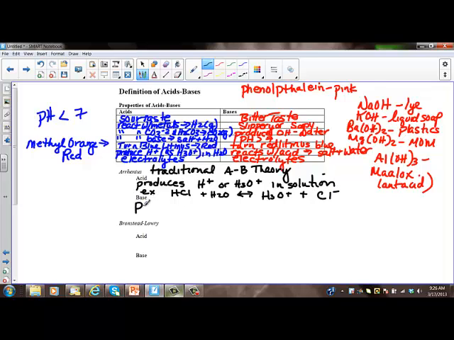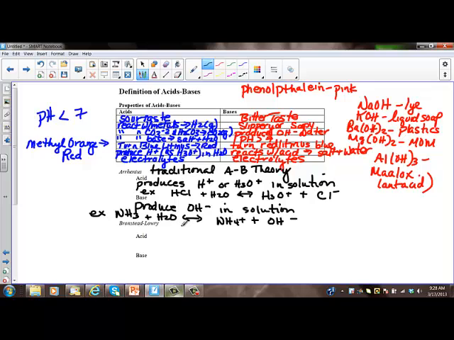And simply, bases produce OH minus as the only negative ion in solution. The only problem with this is not all bases contain OH. For example, you have NH3, which is a weak base. It is ammonia, and it can be mixed with water, but in solution it's going to form NH4 plus, which is the ammonium ion, and OH minus. So this produced OH minus in solution, but it didn't originally contain OH.